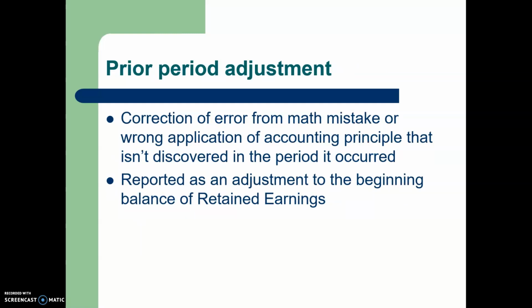A prior period adjustment can also affect your retained earnings. So if you made a mistake in a previous year, maybe you made a math error, maybe you applied GAAP incorrectly, and so your net income in a previous year was wrong, and we know net income increases your retained earnings, that means that your retained earnings balance is now going to be wrong. And so when we discover the error, we will adjust the beginning balance of retained earnings to what it should have been if we would have not made the mistake, right?